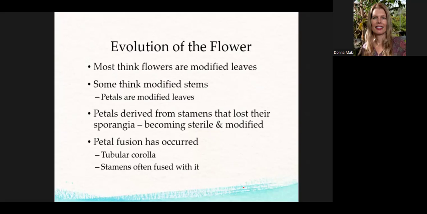And then petal fusion, you see in more evolutionarily advanced plants, you tend to see what they call a tubular corolla. And that's just the shape it takes when you have a bunch of the petals fused. You get that tube-like look. And then often you get fusion of the stamens.